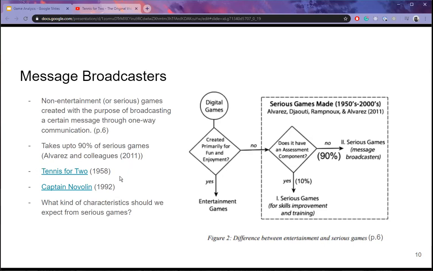And another game is Captain Novolin. This is a game designed to teach kids how to manage diabetes. And this game lets you play as a diabetic superhero who must take care of the glucose level in the blood while defeating evil junk food aliens. And this is a gameplay of the game.